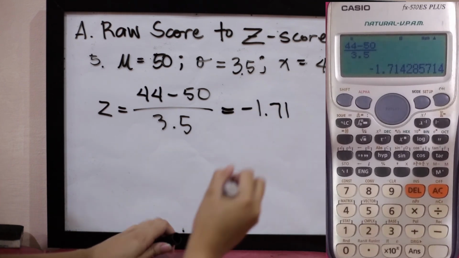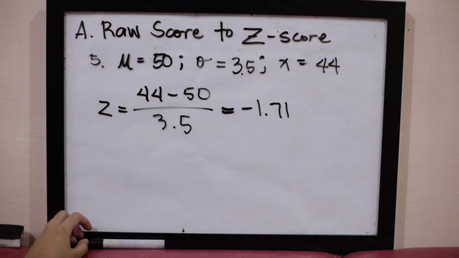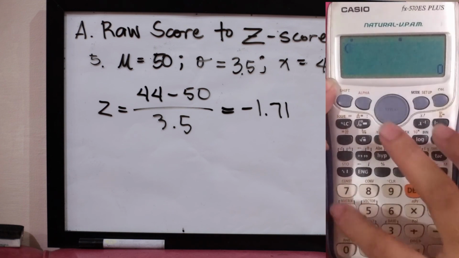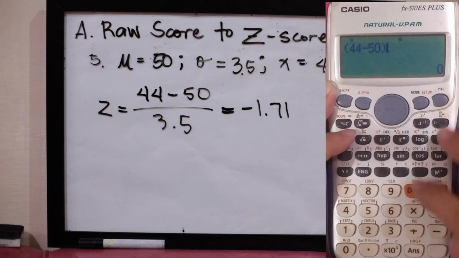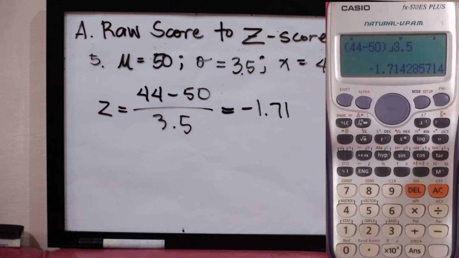Starting today po, all the numerical values that we will use will be rounded off to 2 decimal places. Again po, all the numerical values we will include in our solution will be rounded off to 2 decimal places if in case it will exceed 2 decimal places. If your calculator naman po is a 2-liner calculator, this will be the display: 44 minus 50, close parentheses, all over 3.5. Still we have negative 1.71.